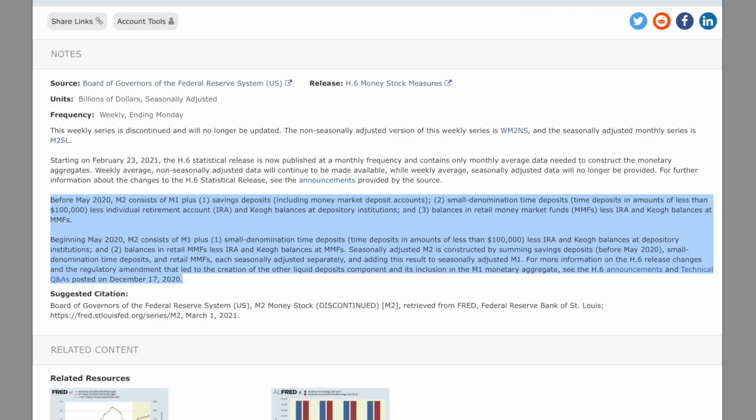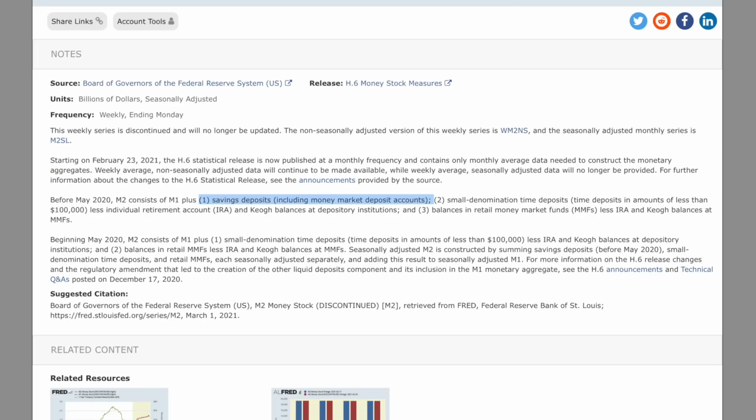What are the differences? What did they eliminate? Okay, so here in this section, you can see where it says before and after what the differences are going to be. So before May of 2020, M2 consisted of number one, savings deposits, including money market accounts.